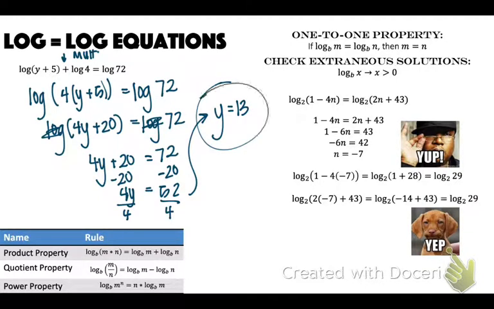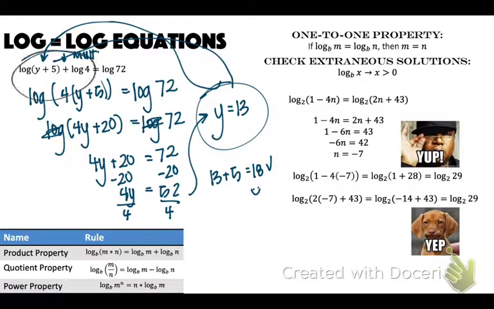We need to double check, so I'm just going to plug it into the one with the y right there. So that's going to be 13 plus 5, which is 18, which is positive, so we're good. Okay, the other way to check would be to plug this in and put that whole left side into the calculator and make sure it equals the right side. Okay.